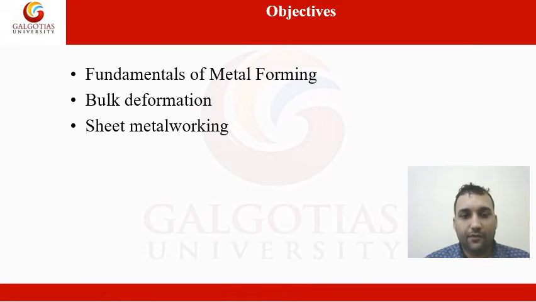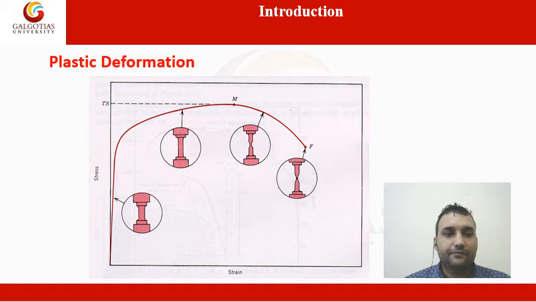So, the objective of today's lecture is the fundamentals of metal forming. Then we will discuss bulk deformation, then sheet metal working. Before proceeding further, let's have a look at the principle of metal forming. Metal forming is a method of shaping the metal into the desired shape without any significant wastage of metal.